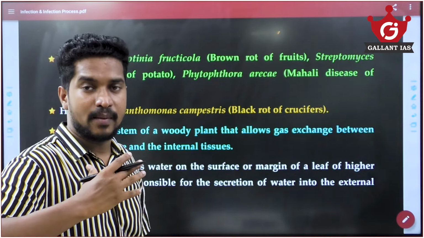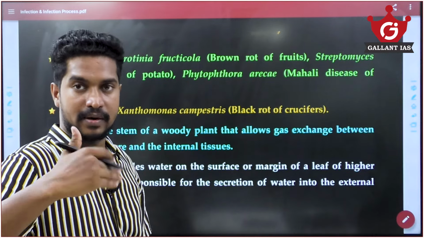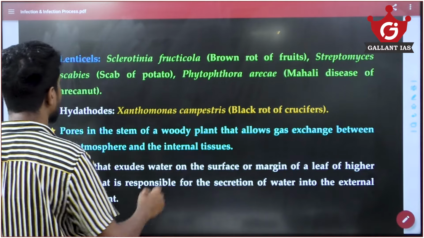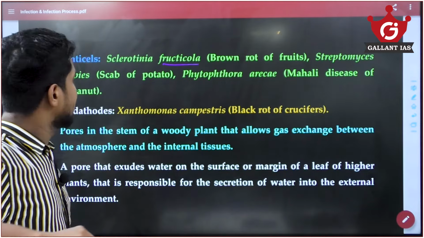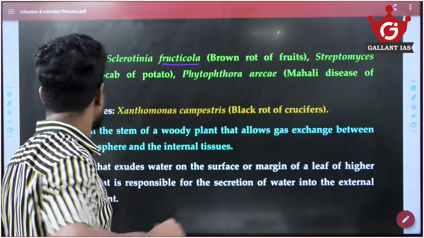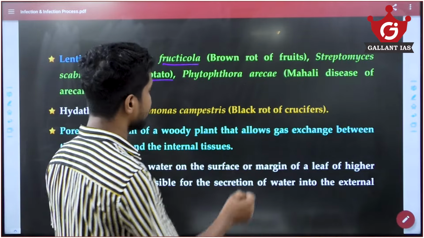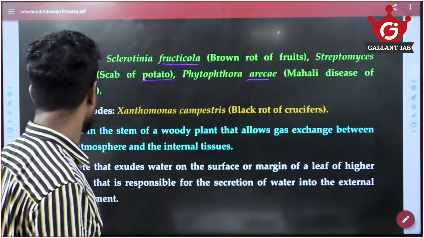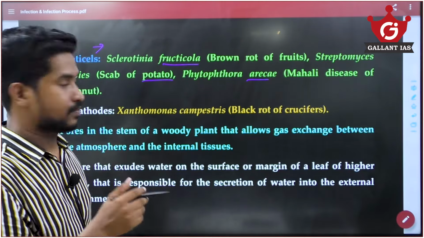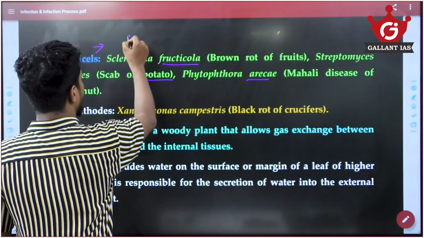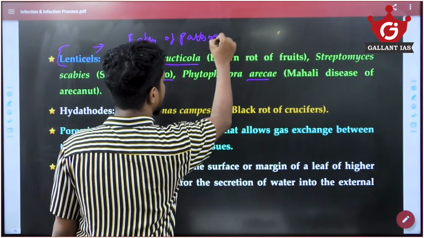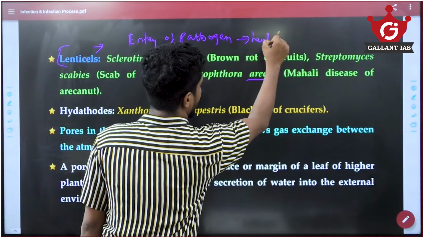Now we are discussing the entry of pathogens through natural openings. We have covered the stomata. Next is the lenticels. Monilinia fructicola causes brown rot of fruits, Streptomyces scabies causes scab of potato, and Phytophthora causes disease of wheat. These diseases are caused by the entry of pathogens through lenticels.